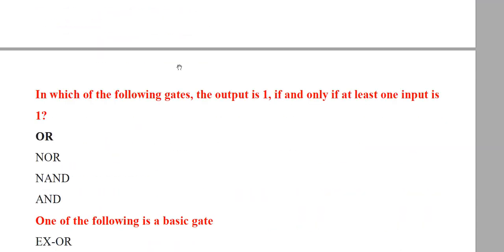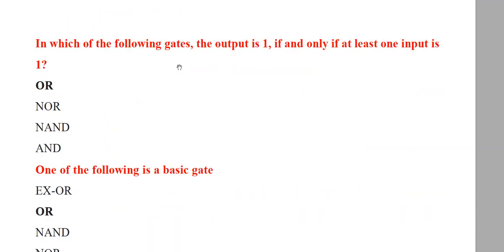Yes. Next question. In which of the following gates is the output 1 if and only if at least one input is 1? Just now I have discussed. If any of the inputs, at least one input is 1. So for 0 1, 1 0 and 1 1, at least means minimum 1, maximum can be any number. So for a 2 input gate, for 0 1, 1 1 and 1 0, at least one input is 1, so output is 1. So such a logic gate is called OR gate. The correct answer is OR gate.